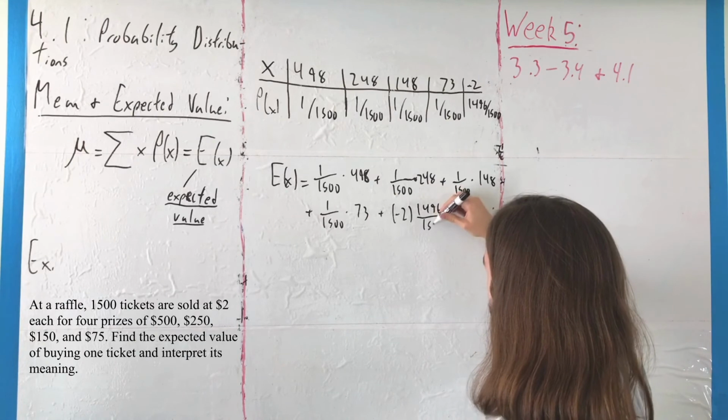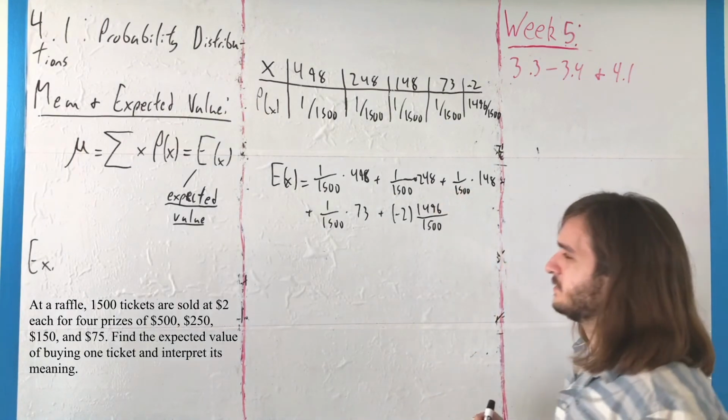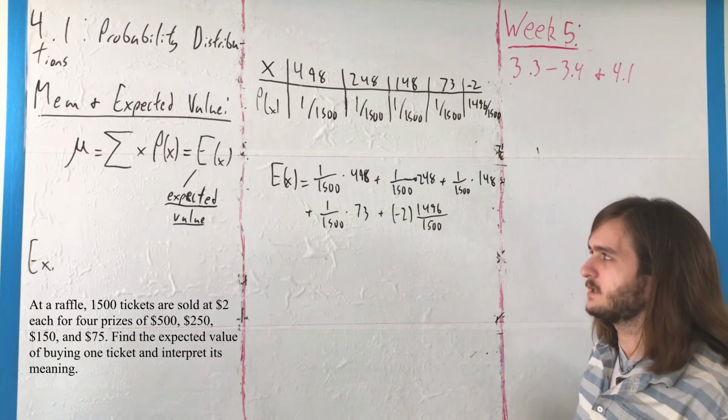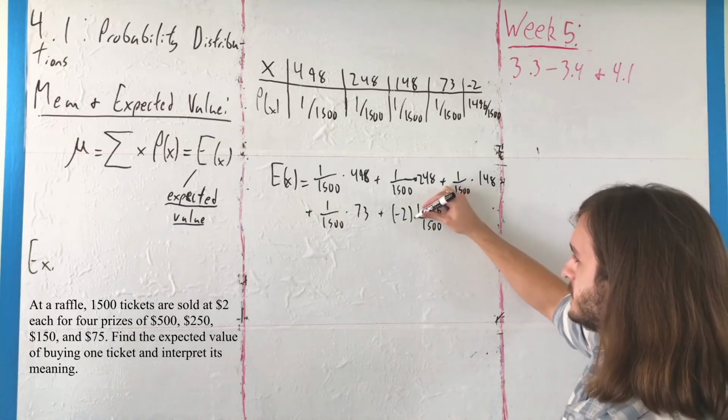1,496 over 1,500. And don't ask me why I switched the order there at the end. This is not really a good reason. It just did. Doesn't make that much of a difference, though.